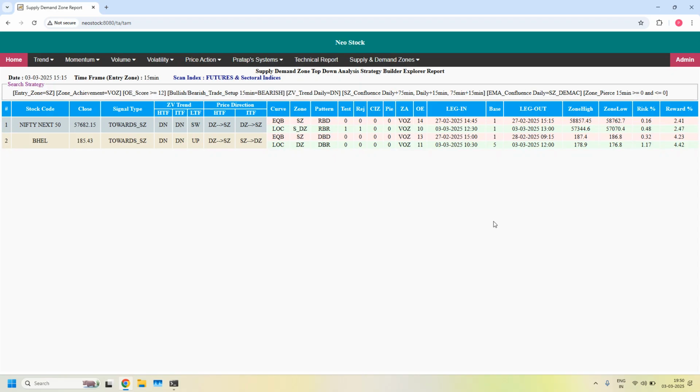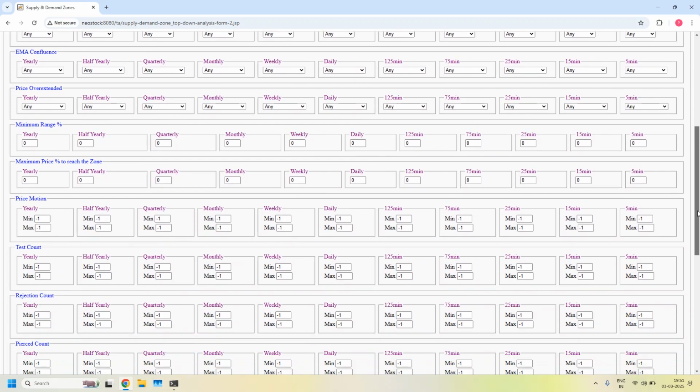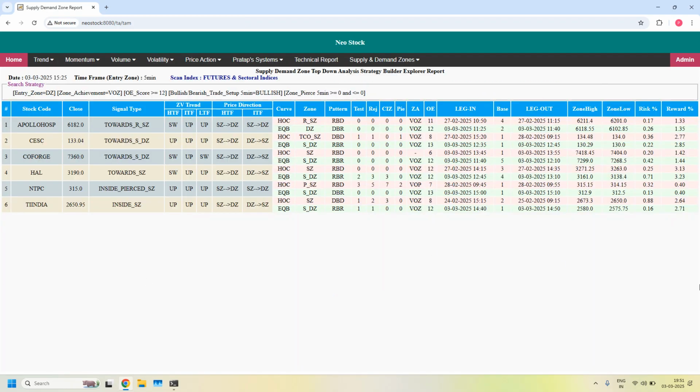So this is about the bearish trade setup for the daily income trade. And the next income trade is the hourly income trade. Entry time frame is 5 minutes. Entry zone, demand zone. Bullish or bearish trade setup, 5 minutes, I'm selecting bullish. Zone achievement VOZ, minimum order enhancer score 12. And the 5 minutes demand zone should not be pierced. So in the 5 minutes, minimum value 0, maximum value 0. So with these filters, we got 6 stocks.